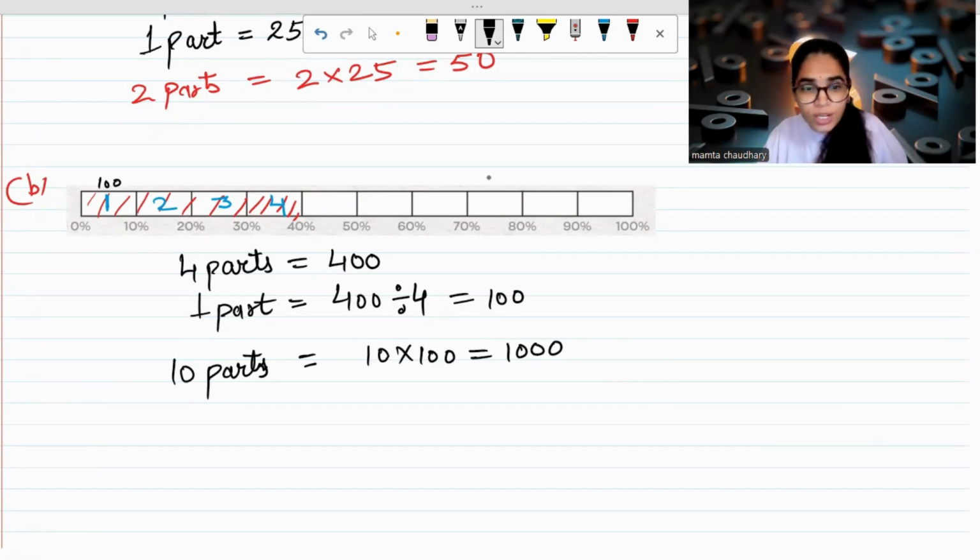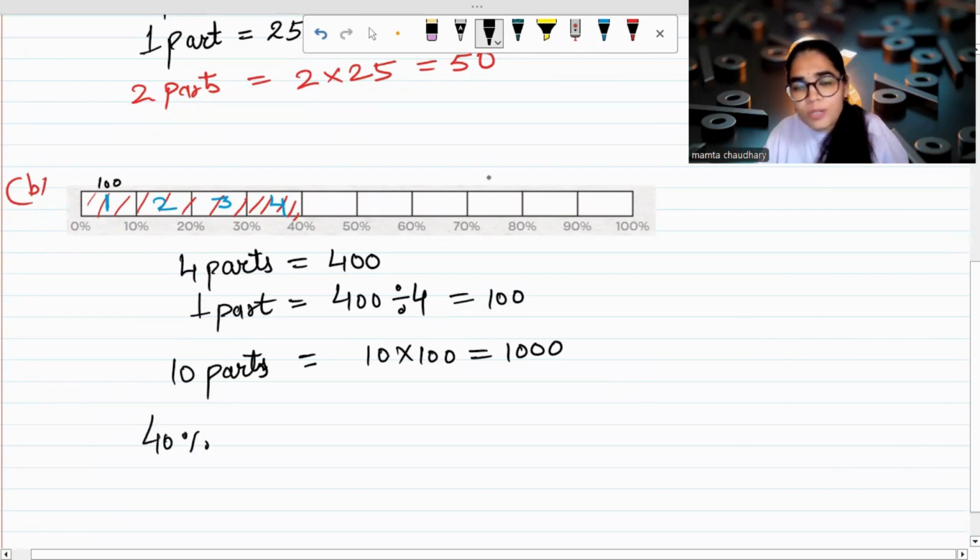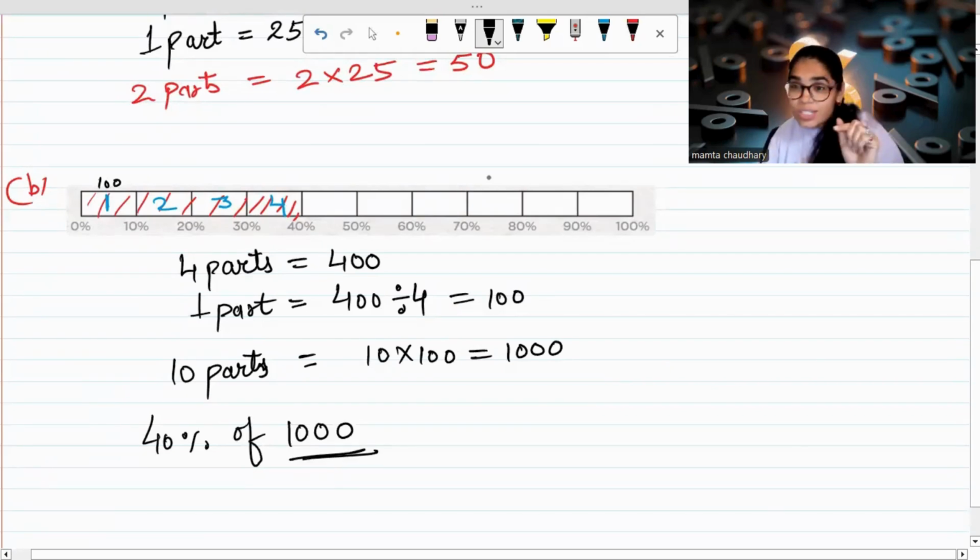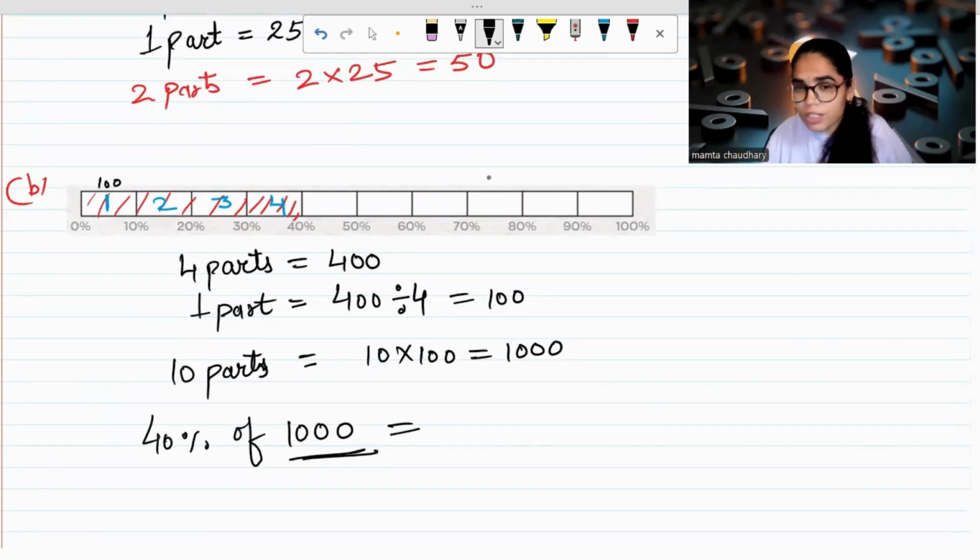Okay, so this whole is what? 1000. What can we write now? 40% of 1000. What was missing? This 1000. So 40% of 1000 is 400. Clear? Okay. So we have done 2 different types of question.